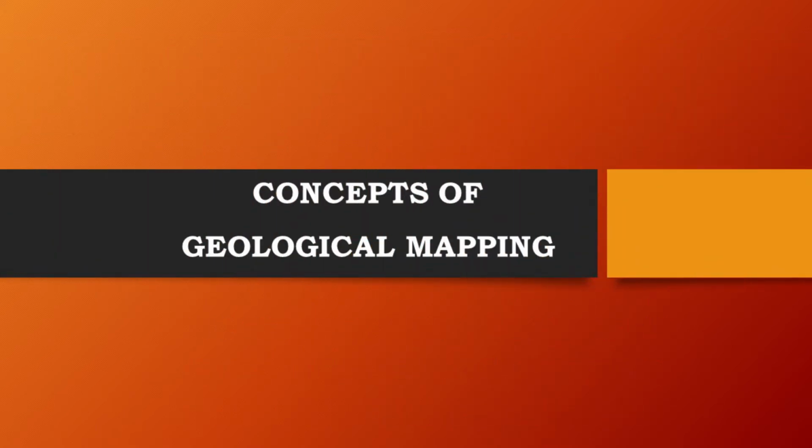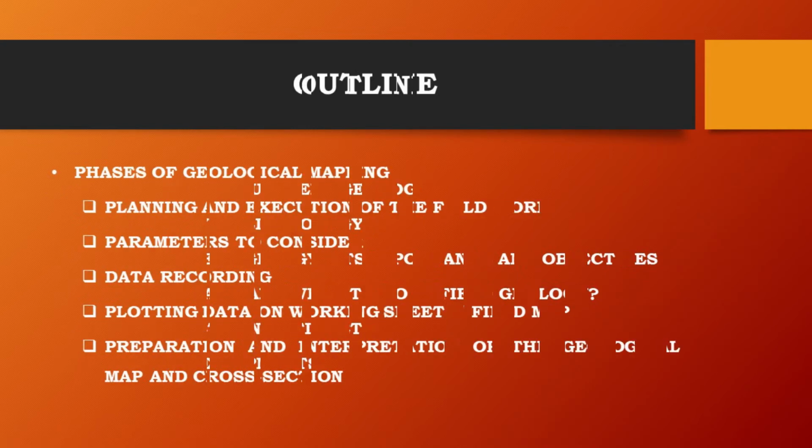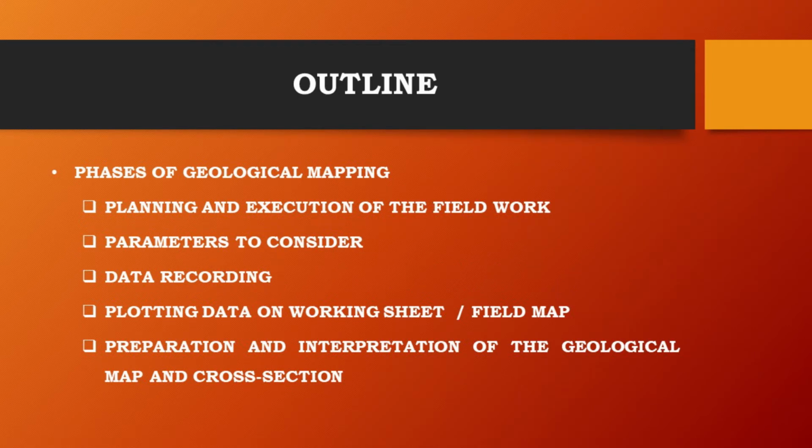Now we come to the concepts of geological mapping. The concepts of geological mapping can be studied under the following steps. It includes the general idea about the field geology, that means what is field geology, why study field geology, its importance and objective, how to learn and what to do in field geology, tools and equipment used in field geology. The second concept includes the phases of geological mapping that include planning and execution of the field work, parameters to consider in field, data recording, plotting data on working sheets or field map, and finally preparation and interpretation of the geological maps and cross sections.